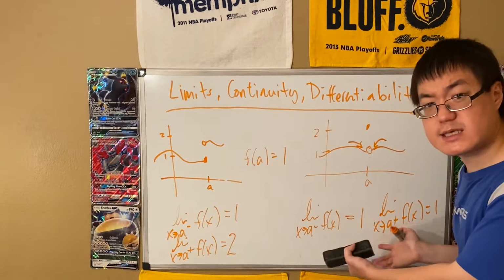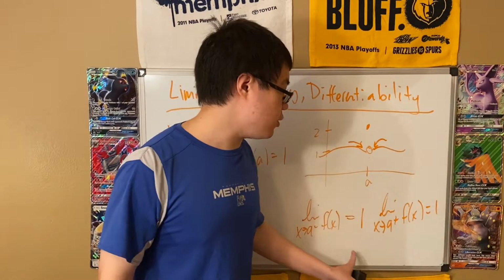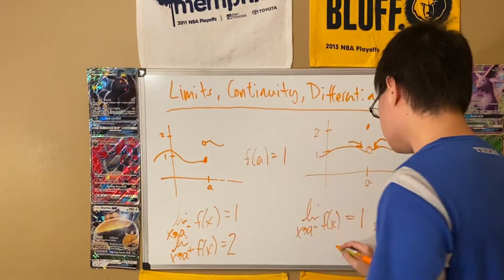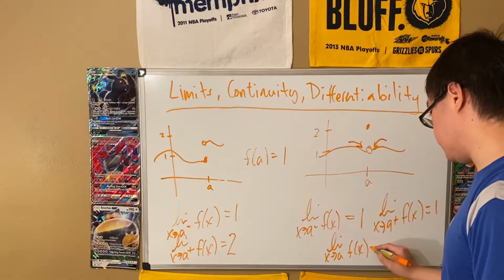And when the two one-sided limits are equal to each other, that means that the entire limit as you're approaching A will be 1. And you're going along, and you're going towards the same number. So in this case, the limit as x goes to A of the function value is equal to 1.